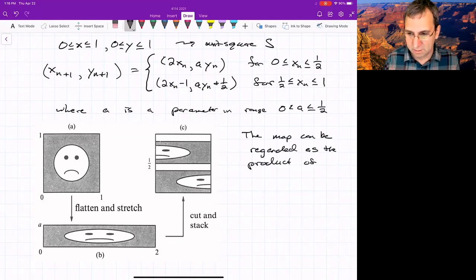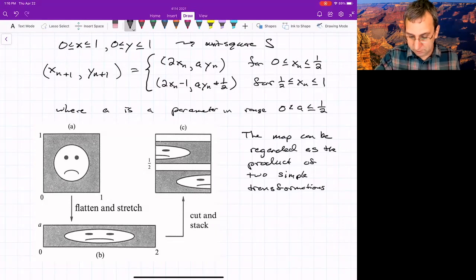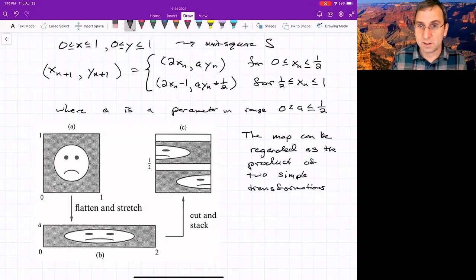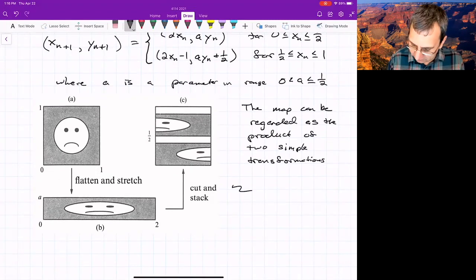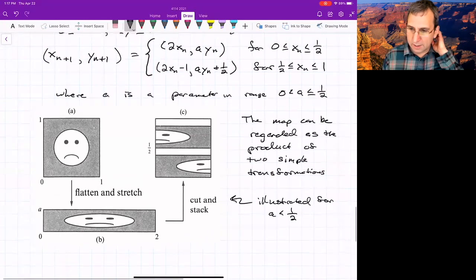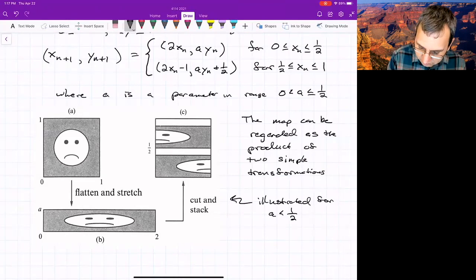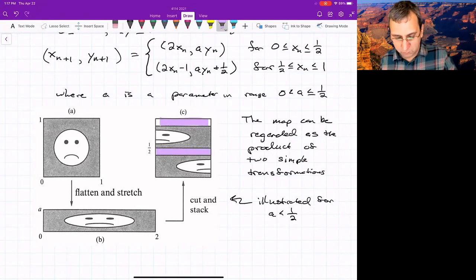So the map can be regarded as the product of two transformations that are basically flatten and stretch and then cut and stack. And the baker's map, this is called the baker's map, it exhibits sensitive dependence on initial conditions. So thanks to the stretching in the x direction, it has many chaotic orbits, uncountably many, in fact. Here we've illustrated for a less than a half. If a was equal to a half, then there wouldn't be any gaps. You notice there's these gaps that show up, and that's because we're just excluding them when we put things back. When it equals a half, we don't have any gaps.